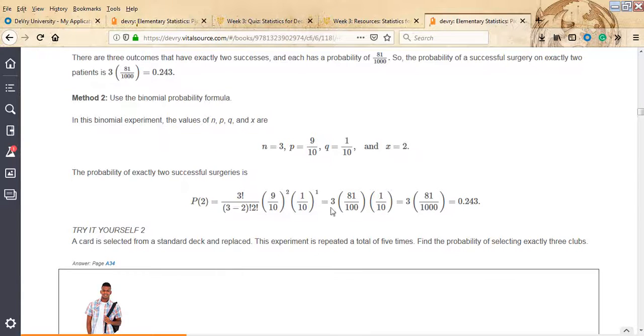And so this is the actual math. You can see the 3 factorial, 3 minus 2 factorial, 2 factorial, and look what happens here. This is easy. 3 factorial is 3 times 2 times 1, so that's 6. 3 minus 2 is 1. 1 factorial is 1. 2 factorial is 2 times 1, which is 2. So 6 over 1 times 2 is the same as 3 over 1. So you get 3.